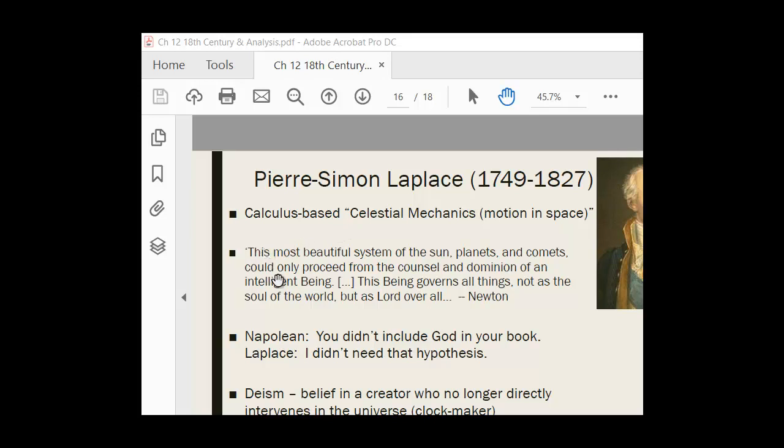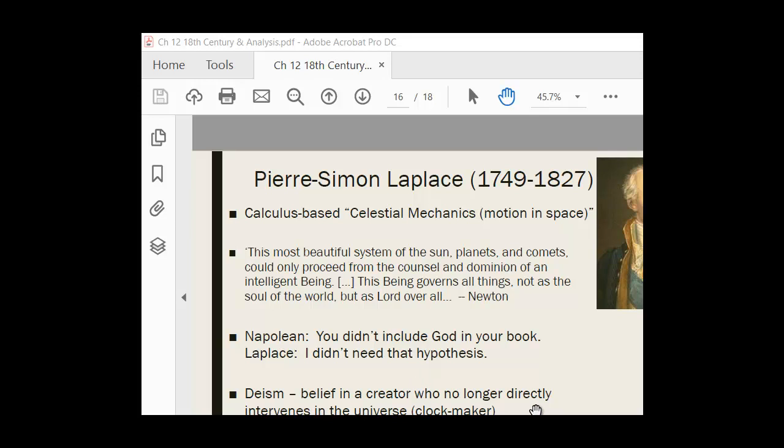Another thing, here's a quote from Newton. He says, talking about the solar system, "This most beautiful system of sun, planets, and comets could only proceed from the counsel and dominion of an intelligent being. This being governs all things." So not only did God create the universe, but he's governing or controlling or making it work. The idea that somebody is involved in the universe and keeping things from falling apart.